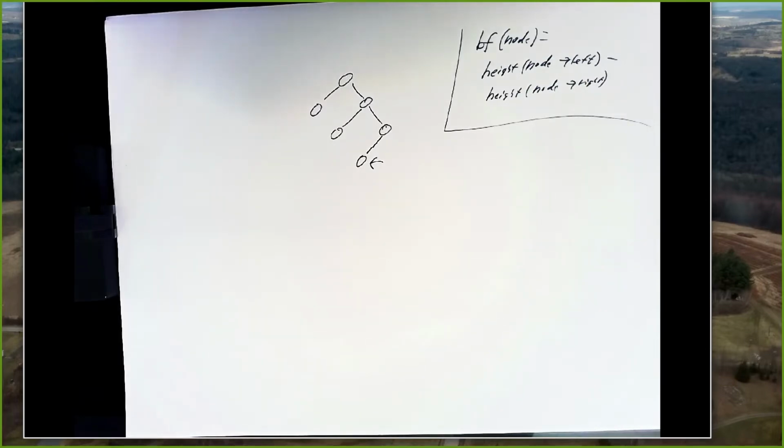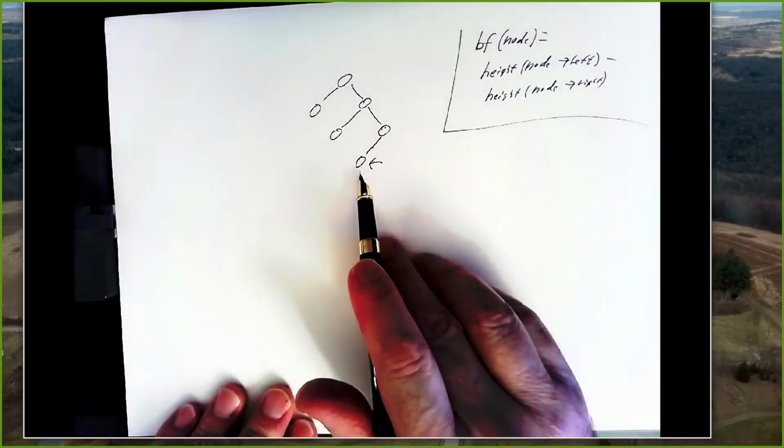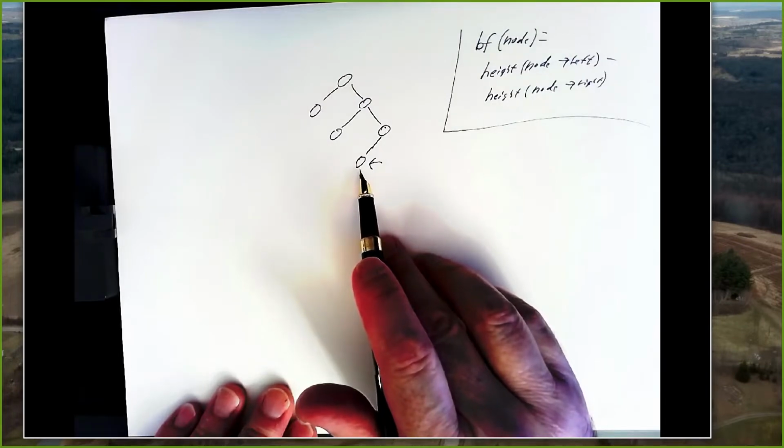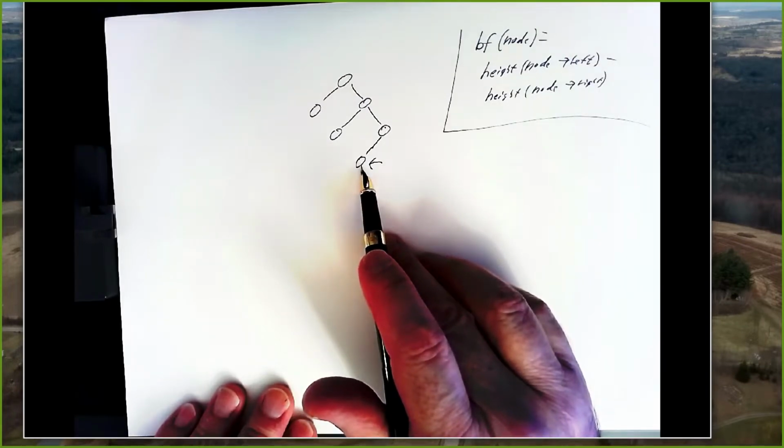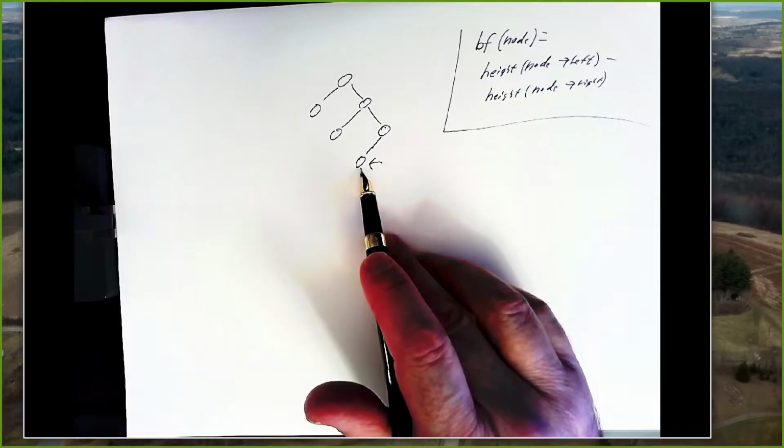And so you get a lot of practice calculating heights of trees, trying to write in balance factors. So let's look at this leaf node right here. What is the left subtree of this node? What does that left subtree look like? Or how would you describe it?